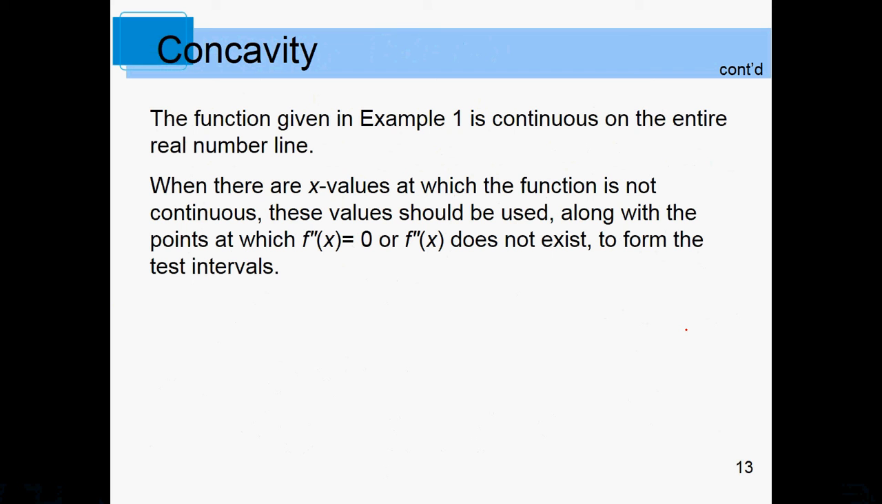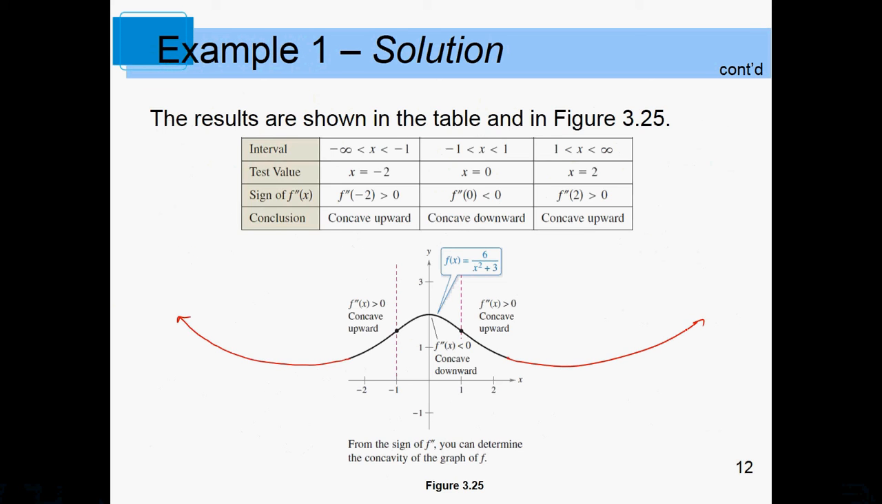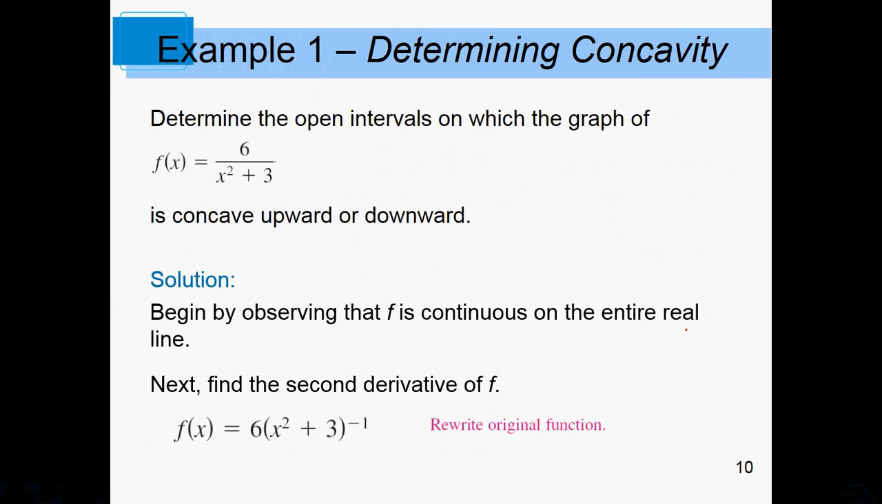So the function was continuous over the entire number line. When there are x values at which the function is not continuous, these values should be used along with the points where the second derivative equals 0 or the second derivative does not exist to form the test intervals. So if you wind up with some function where, when you take the derivative, the denominator is equal to 0, that's going to be an undefined point, right?